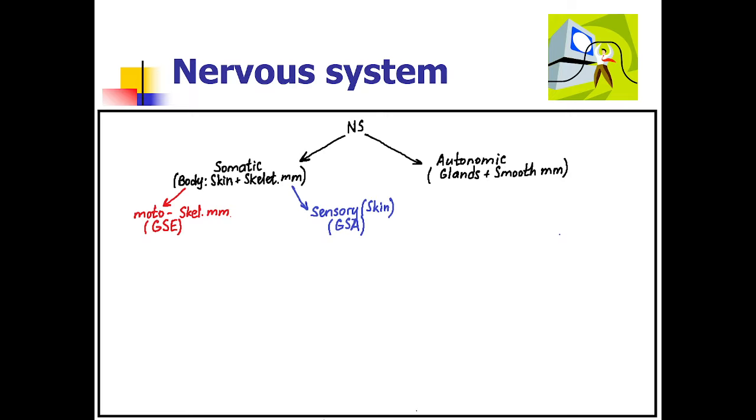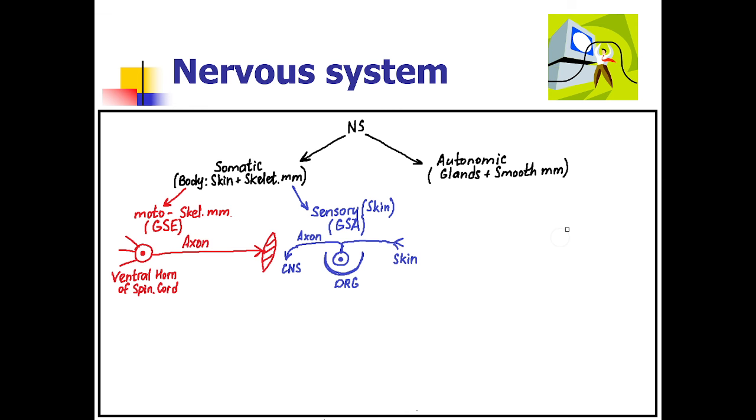Now the next part of my diagram confirms how it's happening. Well, that is my cell, that is my neuron. It's a multipolar motor neuron, which is sitting in the ventral horn of the spinal cord. And the axon of this neuron, which is my general somatoefferent, GSE, will reach the skeletal muscle.